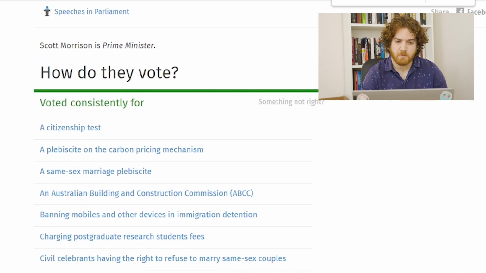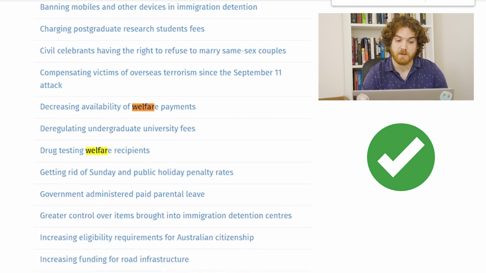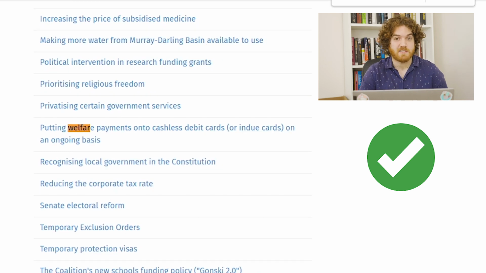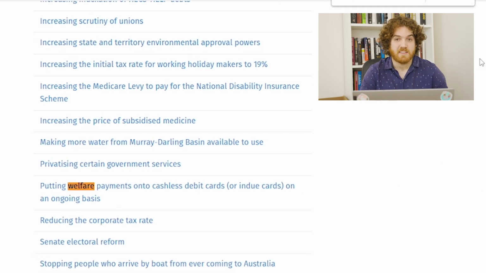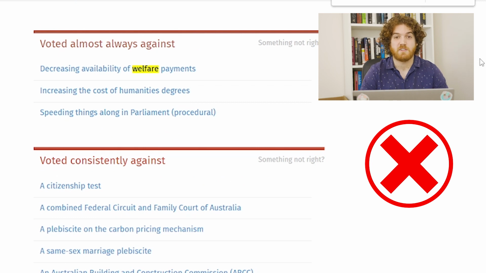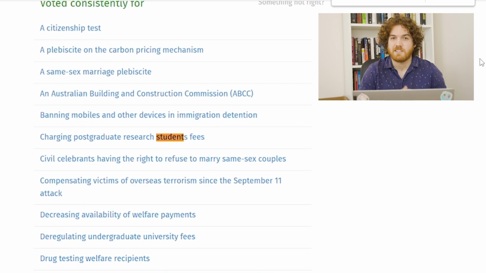Let's see. So Scott Morrison has voted consistently for decreasing availability of welfare payments and drug testing of welfare recipients. He's also voted consistently for putting welfare payments onto cashless debit cards, or indue cards, on an ongoing basis, whereas Anthony Albanese has consistently voted against putting welfare recipients onto cashless debit cards. Anthony Albanese has voted almost always against decreasing the availability of welfare payments and has voted consistently against drug testing welfare recipients. Let's dive into education.